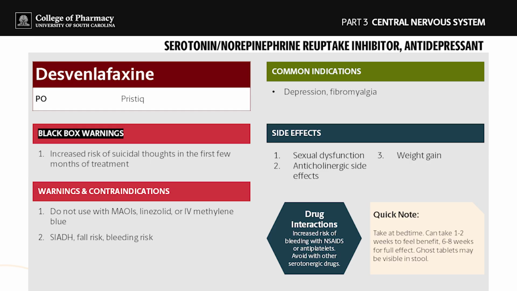Desvenlafaxine, brand name Pristiq. The common indication for this drug is depression and fibromyalgia. Some of the side effects of this drug are sexual dysfunction, anticholinergic side effects, and weight gain. Remember when we talked about anticholinergic side effects earlier? Dry everything: dry mouth, dry eye, dry nose, and constipation. Very important. When we say anticholinergic side effects, we know what that means.